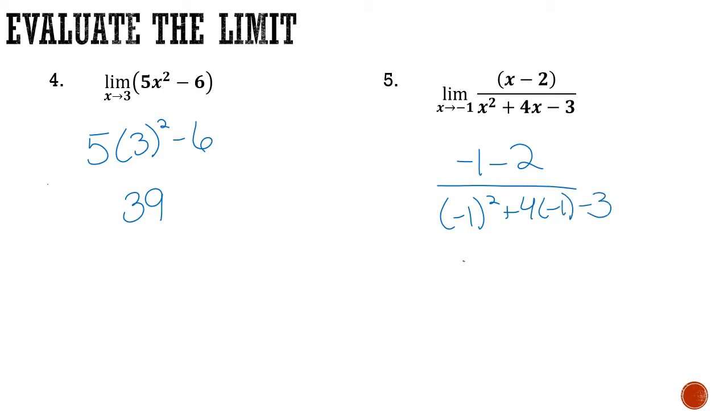-1 minus 2 is -3. Simplify the denominator. What do we have? We have 1 minus 4. That's -3. -3 minus -3 is -6. And that simplifies to just be 1/2. So that's an actual point on this function, -1, 1/2. It doesn't have to be a point for the limit to exist, but if it does exist there, then we're able to directly substitute that x value into the function.